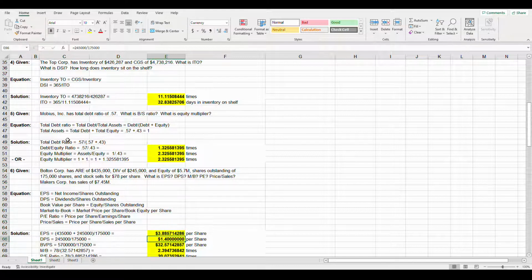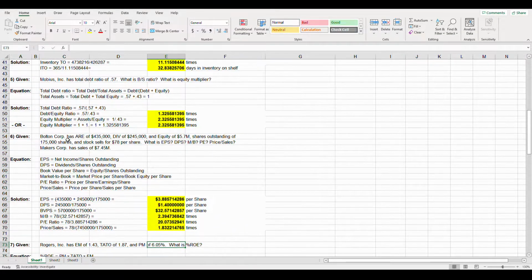So let's go down and calculate the earnings per share, and that is just earnings or net income divided by shares outstanding. Now, how do I get my net income? That's equal to additions to retained earnings plus dividends, if we look at that net income pie. So I take $435,000 of addition to retained earnings, $245,000 of dividends, and then divide that total numerator by 175,000 shares, and I get roughly $3.89 per share for earnings per share.